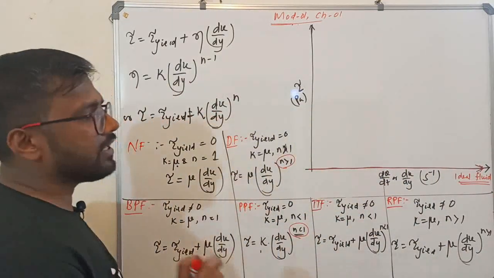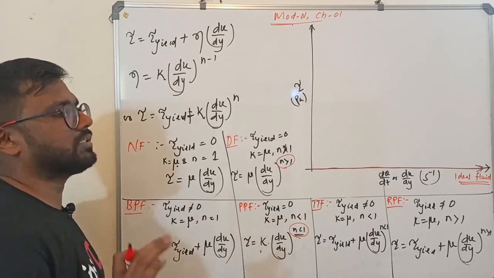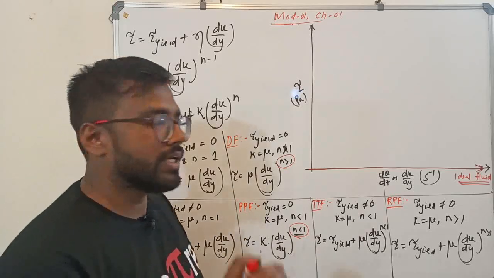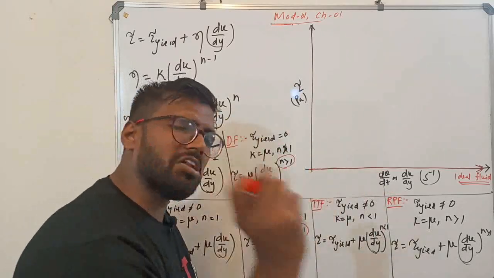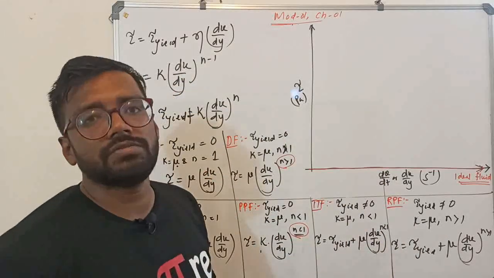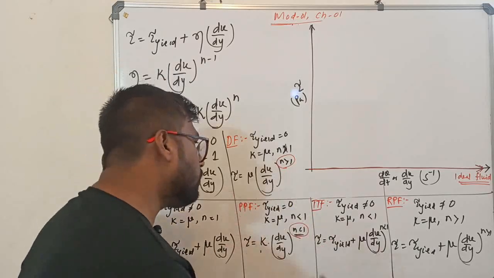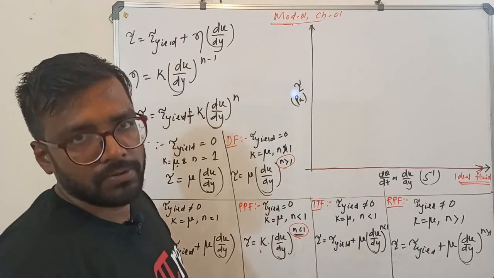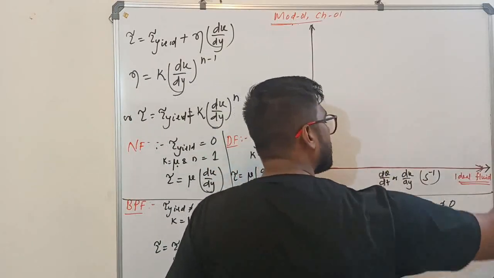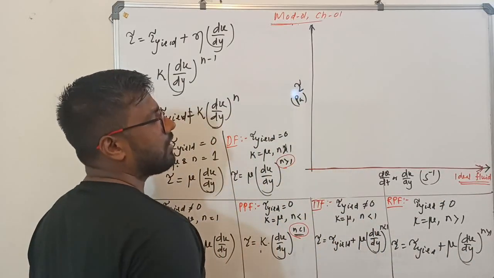However, any real fluid will show some kind of resistance. In an ideal fluid, with the smallest amount of shear force, it will deform like a plastic. Continuous plastic deformation it will show. It means it won't show any resistance at all. So that's why the graph is along the x-axis, that is the velocity gradient or rate of shear strain axis.